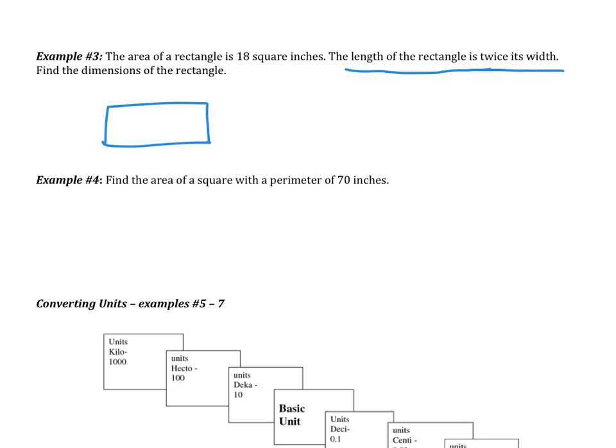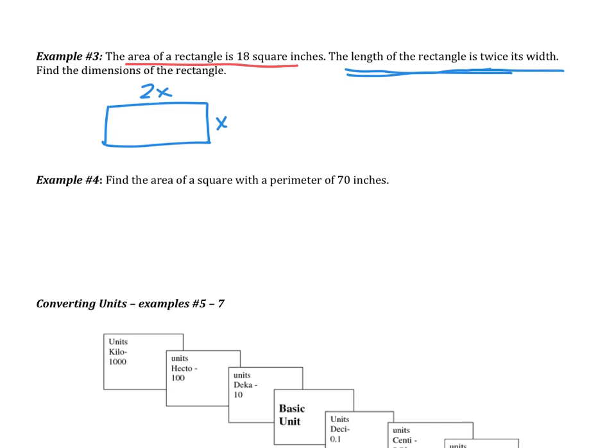Do we know what the width is? No. So what do we make the width? X. Okay, x, w, whatever you want to make. Okay? So the length is twice the width. X squared, 2x? Which one? 2x. What's twice? So if I said to run 3 miles and do that twice, it'd be 2x. All right, now we gotta find the dimensions, and in order to do that, we have to go back to sentence number 1, which tells us that the area of the rectangle is 18.